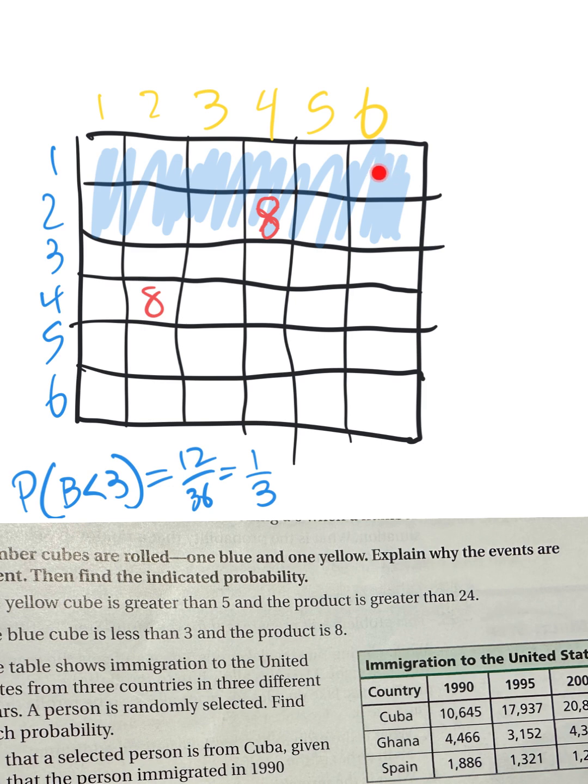Right, like that's a 6. 3 can't go into 8. 4 makes an 8. 5 can't go into 8. 6. So there's just really these 2. So the probability that the product equals 8 is 2 out of 36, or we could say 1 out of 18.